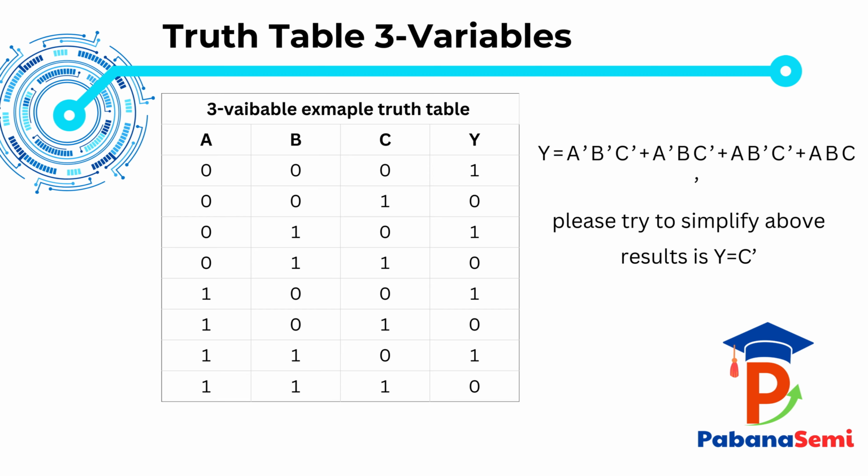Writing the Boolean expression. From the truth table, we write the Boolean expression by identifying the rows where Y equals 1. Those rows correspond to the minterms A' B' C', A' B C', A B' C', and A B C'. So the Boolean expression becomes Y equals A' B' C' plus A' B C' plus A B' C' plus A B C'. Key insight. Even though the function is defined using 3 variables, the output depends only on the variable C. This entire expression can later be simplified to Y equals C'.